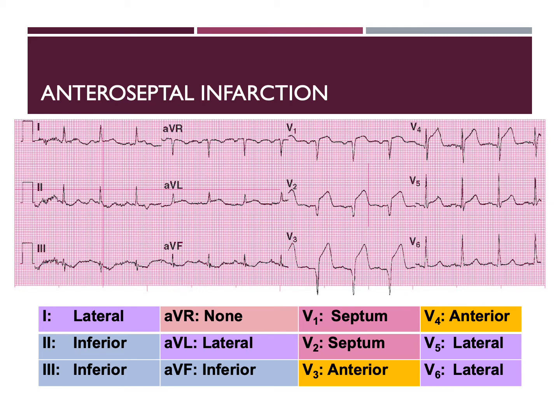Although some portions of the bundle branches are supplied by the RCA, the left coronary artery supplies most of the bundle branch tissue. Thus, those bundle branch blocks may occur if the left coronary artery is blocked.